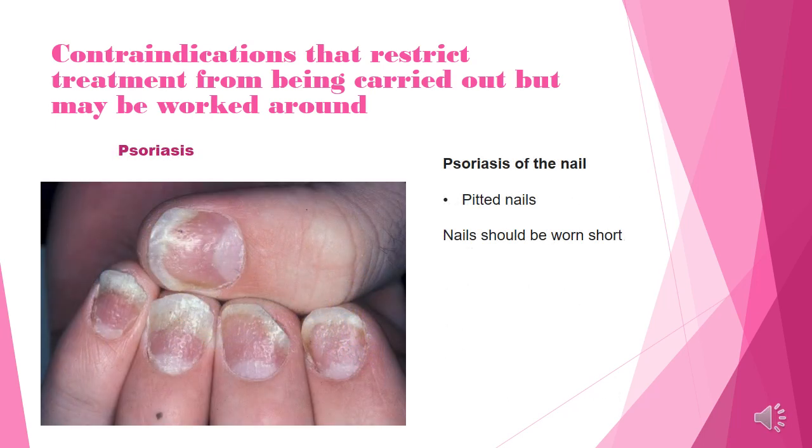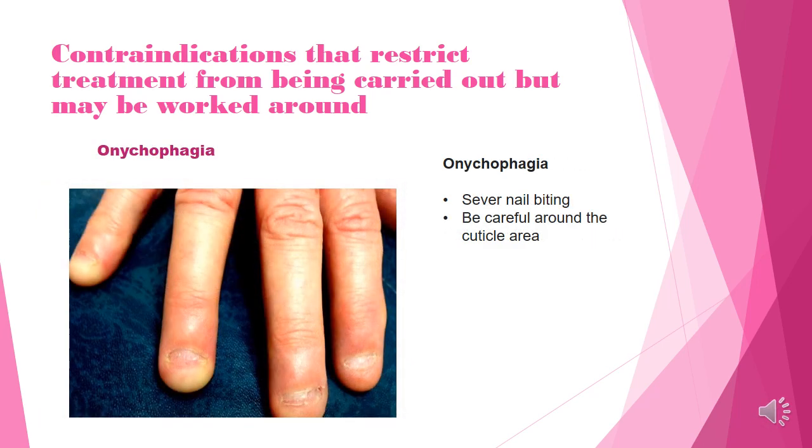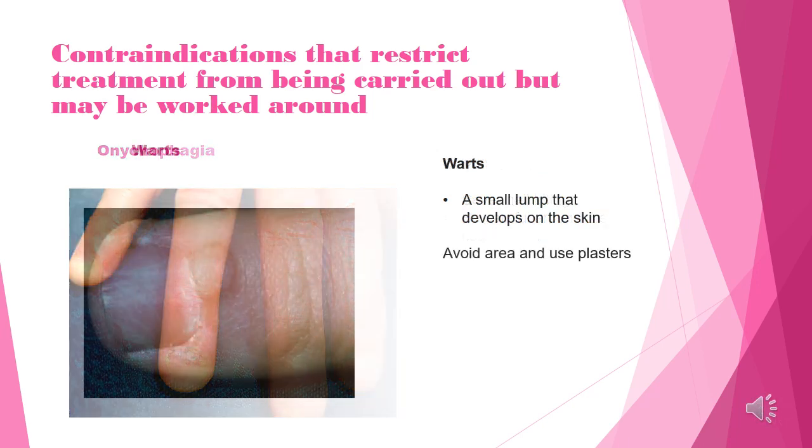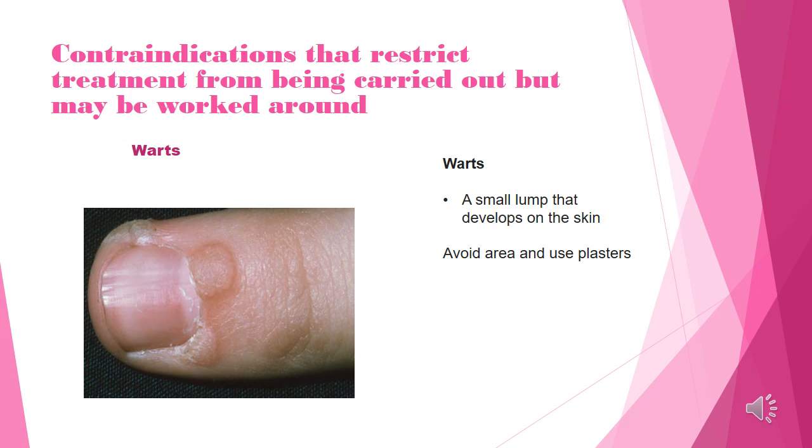Psoriasis of the nail is not infectious. It can be identified as pitted nails, and nails should be worn short. Onychophagy can be identified as severe nail biting. You need to be careful around the cuticle area. Warts are small lumps that develop on the skin and are infectious. Avoid the area and use plasters.